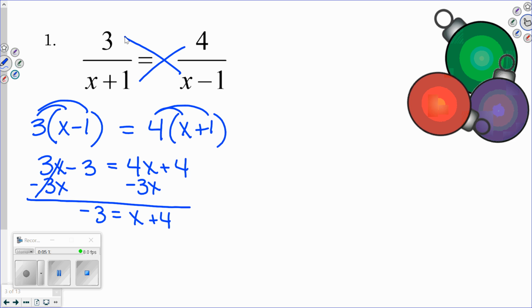Gotcha. A lot of times students tell me the 3 and they don't just say the x, but that's what they mean, so you're good. Yep, then I would subtract the 4. So x equals negative 7.